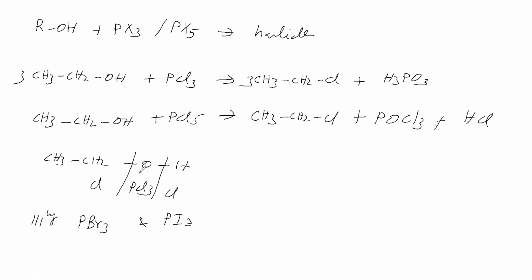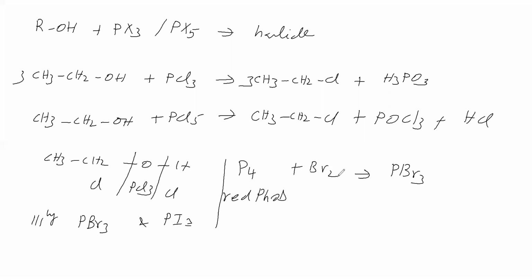But what is here? PCl3 we can take directly. But PBr3 we cannot take directly. PBr3 we have to produce in situ. In situ means during the reaction only we have to prepare PBr3. During the reaction PBr3 should be produced. We should not add PBr3. For that case, what we have to do is take red phosphorus and bromine. They are reacting to give PBr3.